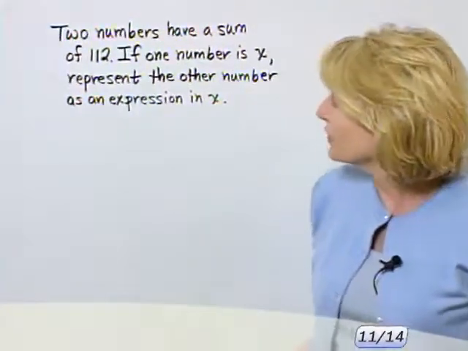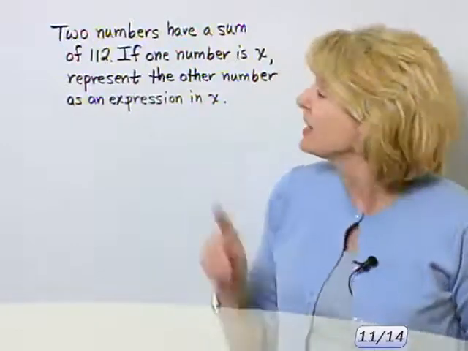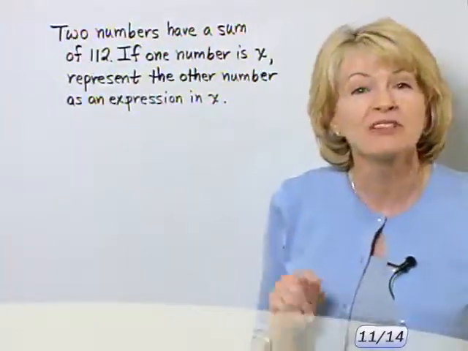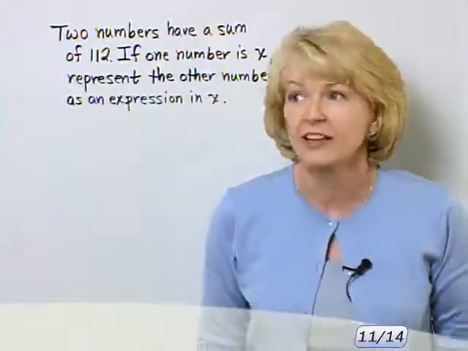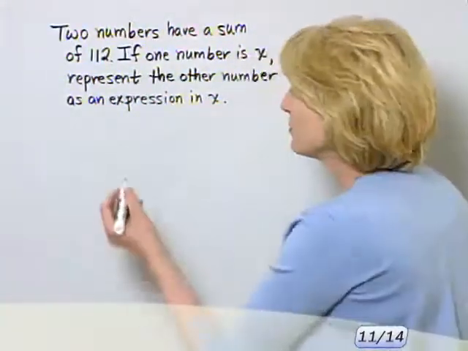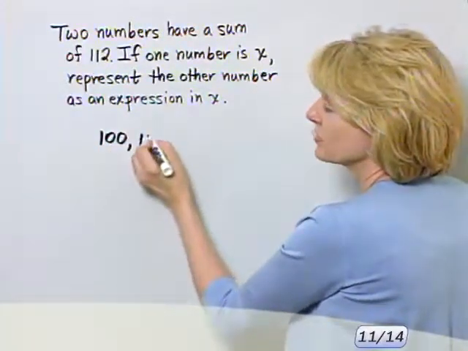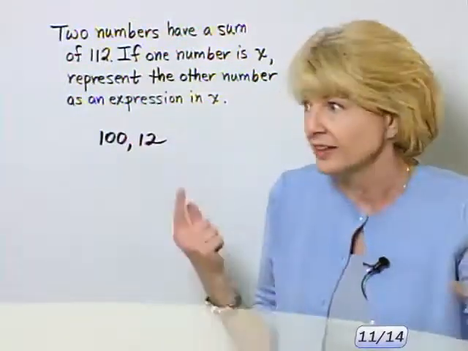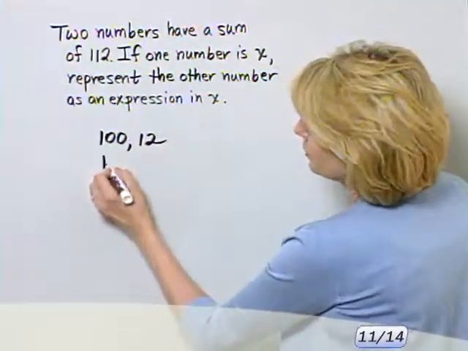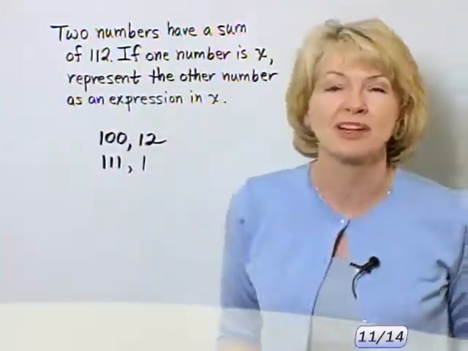Let's now look at another example, a little bit different. Here, two numbers have a sum of 112. If one number is x, represent the other number as an expression in x. For example, if one number is, say, 100, the other number is 12 because they have a sum of 112. If one number is, say, 111, the other number is 1 because the sum is 112.